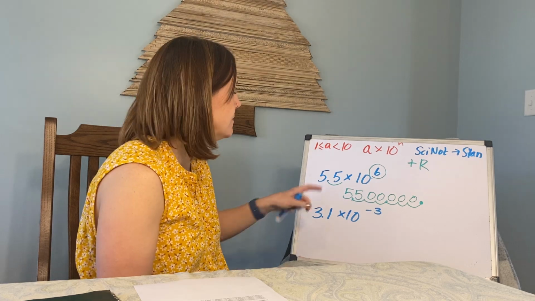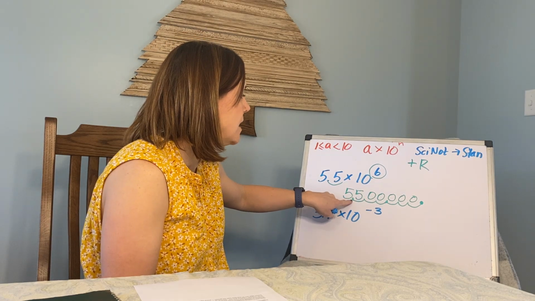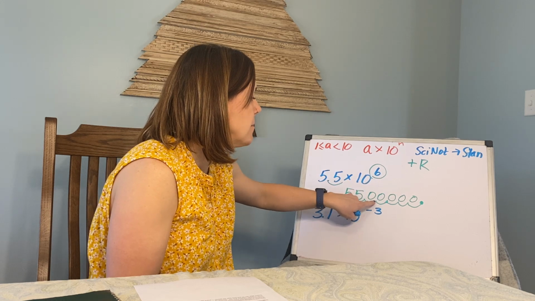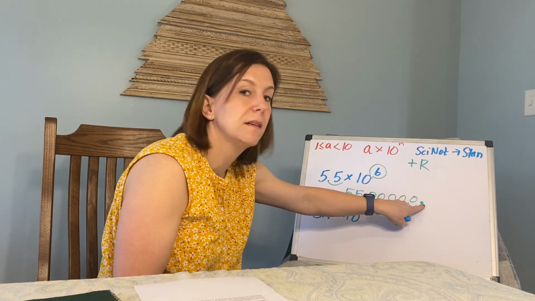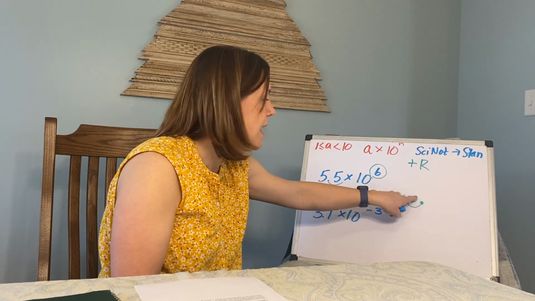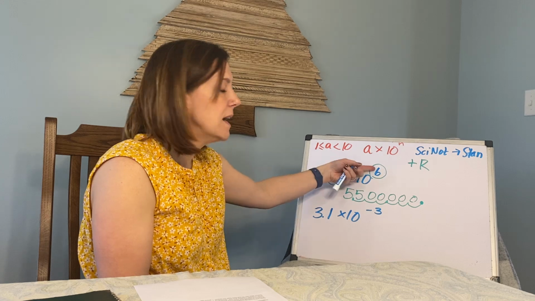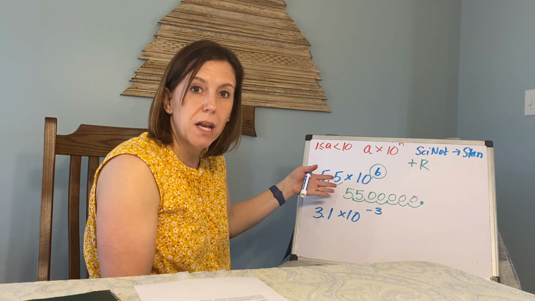5,500,000. My decimal point was here. I have a positive exponent. I'm going that many places to the right. That's where my decimal point ends up. And I fill in placeholder zeros. Again, positive exponent, really big number.